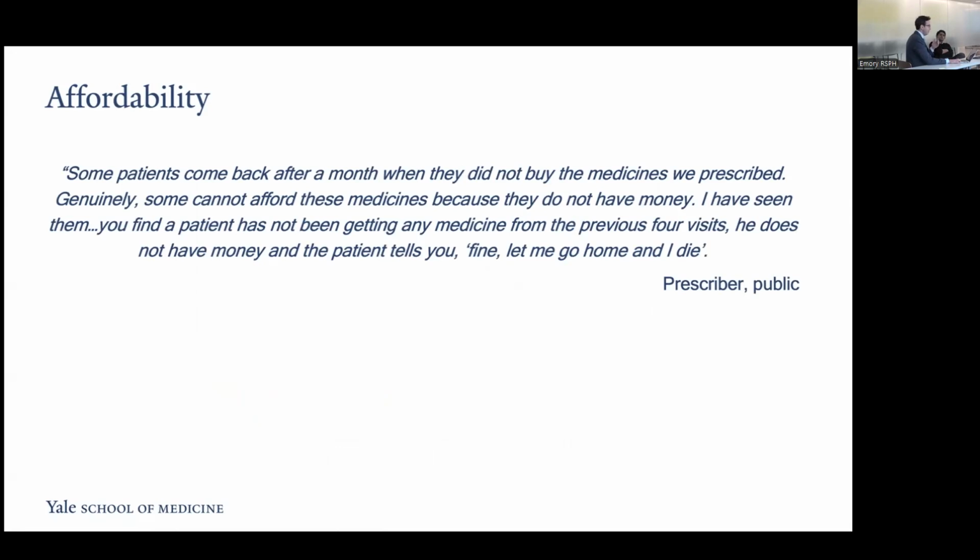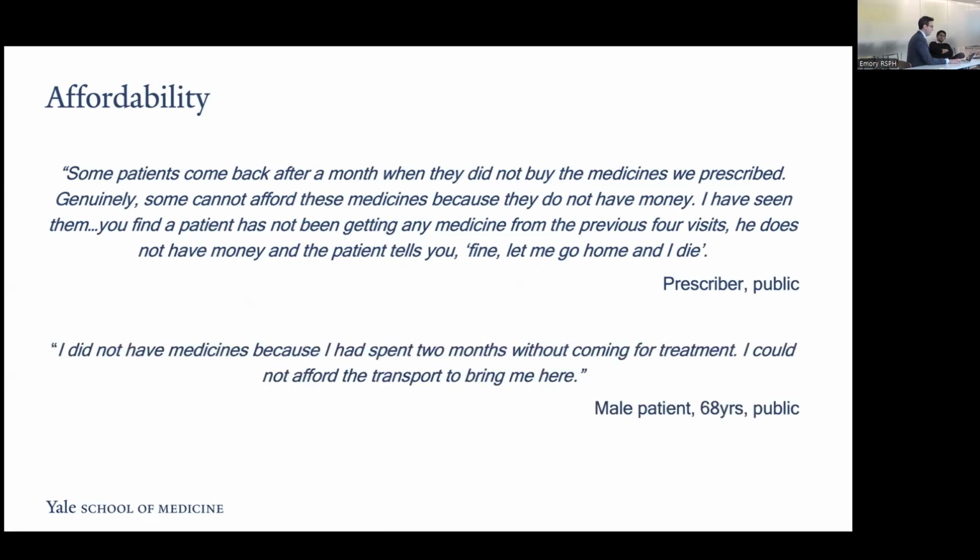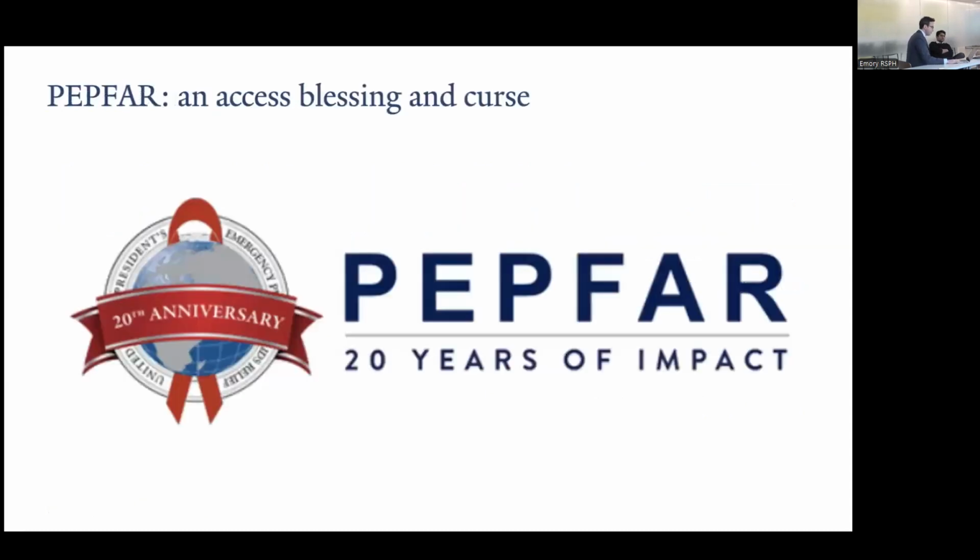A striking quote, but not all that dissimilar from the case we talked about at Yale New Haven, or I'm sure here in Atlanta as well. A patient saying, I didn't have medicines because I'd spent 2 months without coming for treatment. I couldn't afford the transport to bring me here, right? So again, the complexity of access. This is around the indirect costs of the medicines, and again the importance of decentralization, of bringing care and supply closer to where patients are, cutting your indirect costs. Yes, thank you for that.